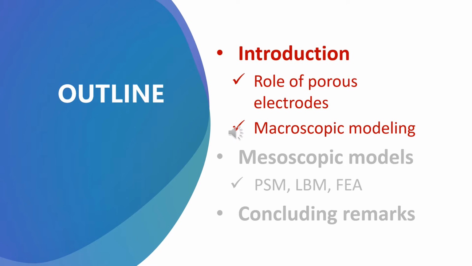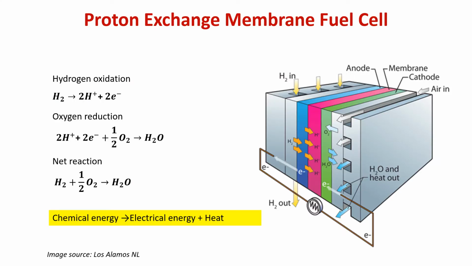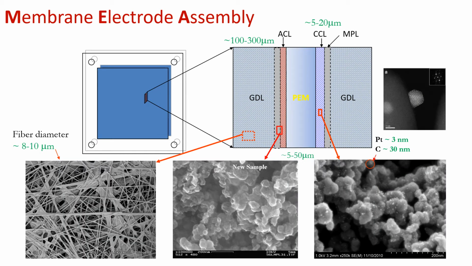Now the background and the motivation about why porous electrode and why mesoscopic modeling. So first, let's look at some devices that have porous electrodes. Here is the proton exchange membrane fuel cell, which has a few porous components. So how it works is hydrogen enters the anode and the air flows into the cathode and generates water. The heart of the PEMFC is the membrane electrode assembly, which has porous components including the gas diffusion layer, catalyst layer, and microporous layers.